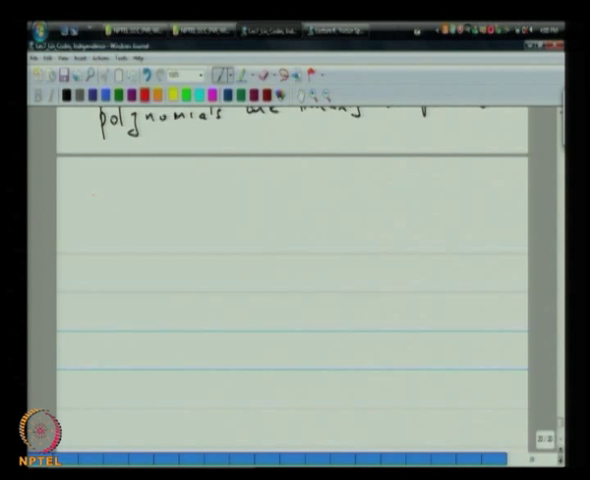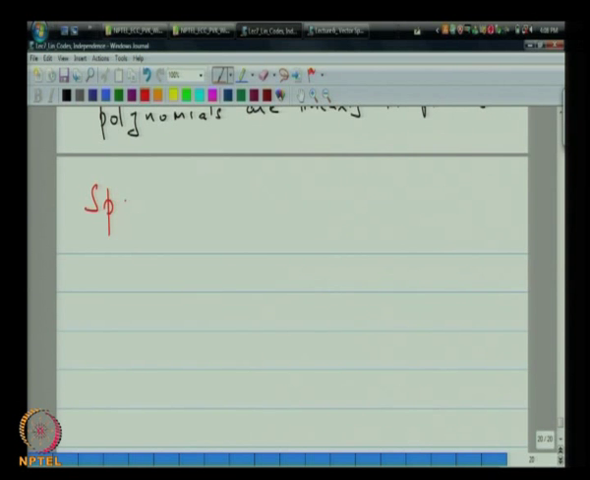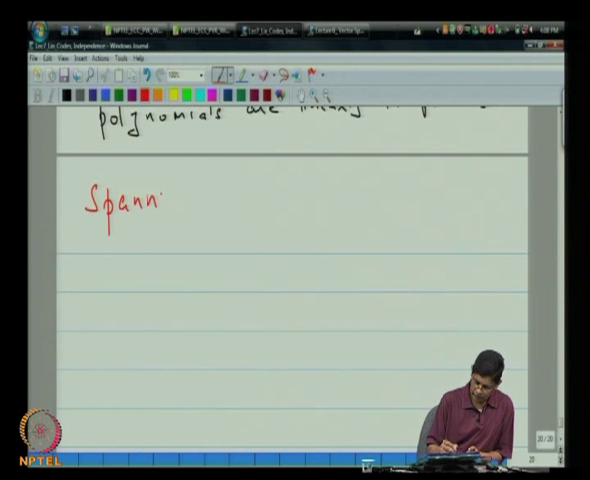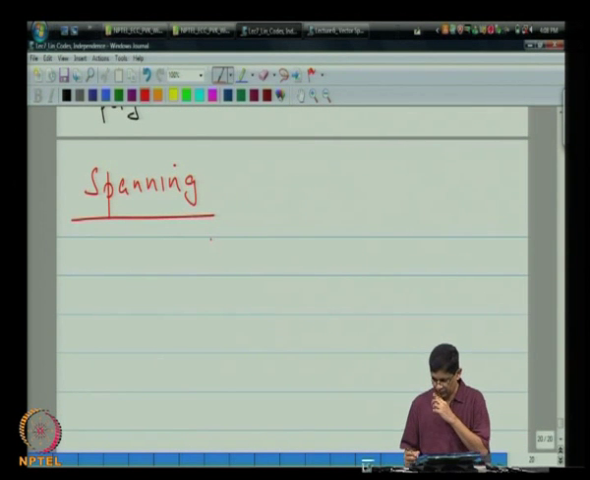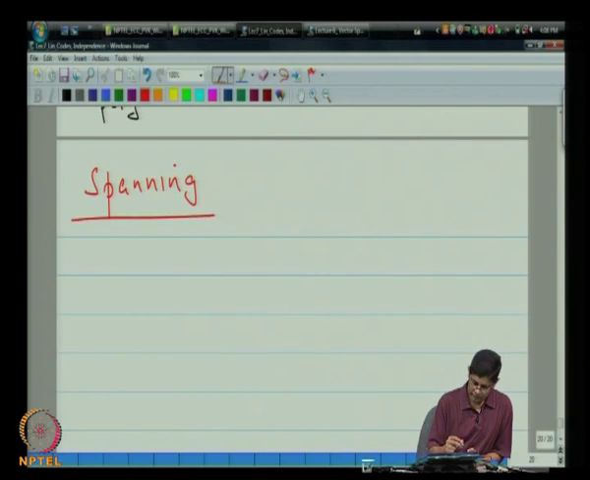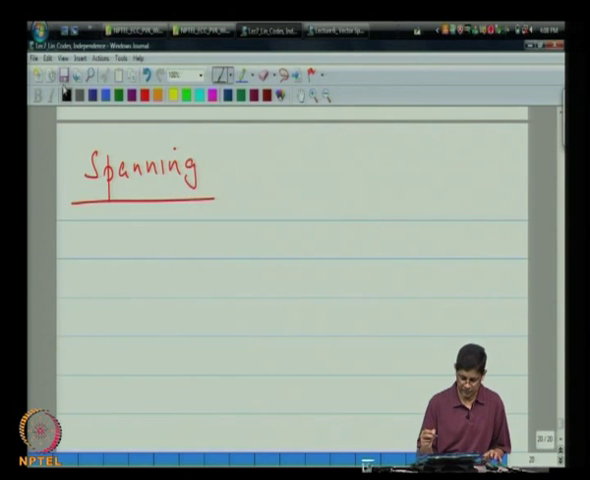Now, what we will go on to is another notion, that of spanning. Again this comes from linear algebra. So, once again we will begin with the definition.